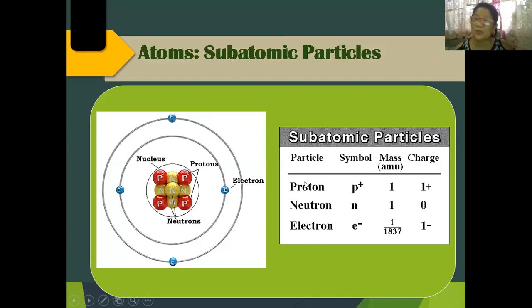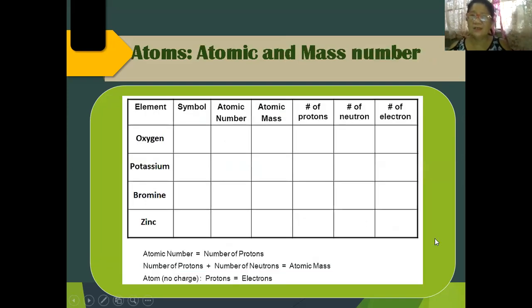Let us look into their symbols. For protons, it is P positive because it has a positive charge, and this is the atomic mass unit. The neutron is N, it has a charge of 0 because it's uncharged. Electron is E negative because it has a negative charge, and the charge is negative 1. Okay. So this is your assignment.